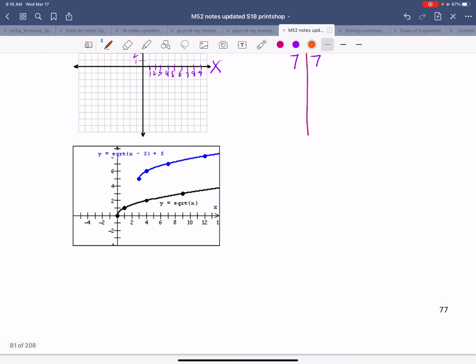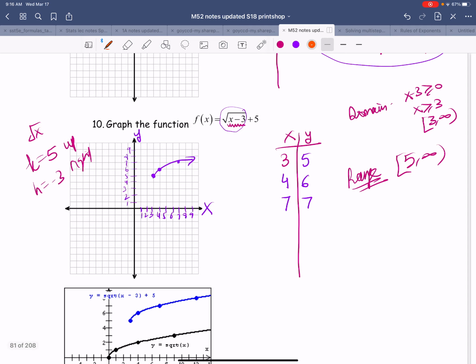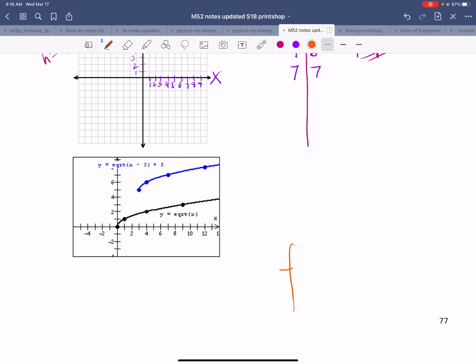f of x plus or minus h, plus or minus k, the k is going to move my graph up and down. H is going to move my graph left and right. Plus k moves the graph k units up, minus k will be k units down. Plus h means move h units to the left. Minus h means move h units to the right.